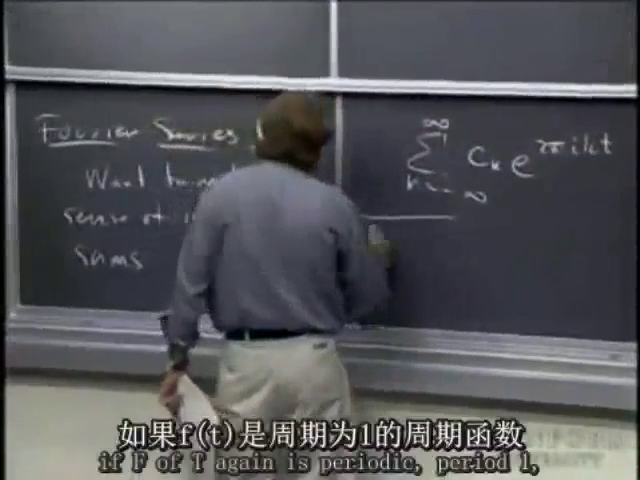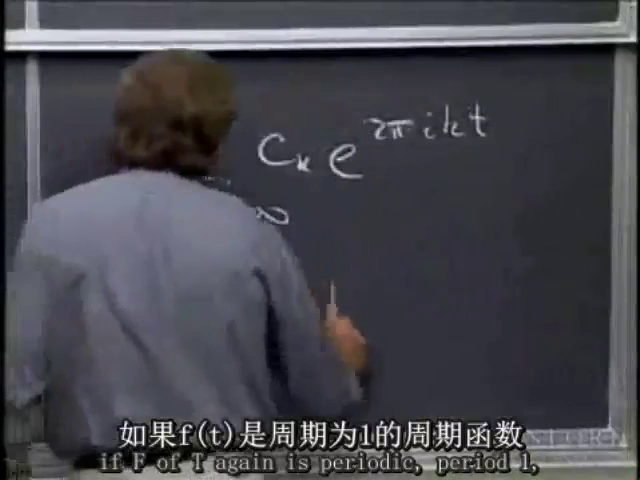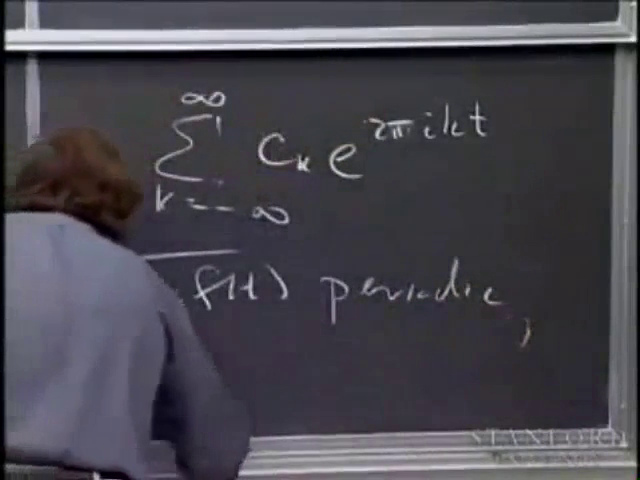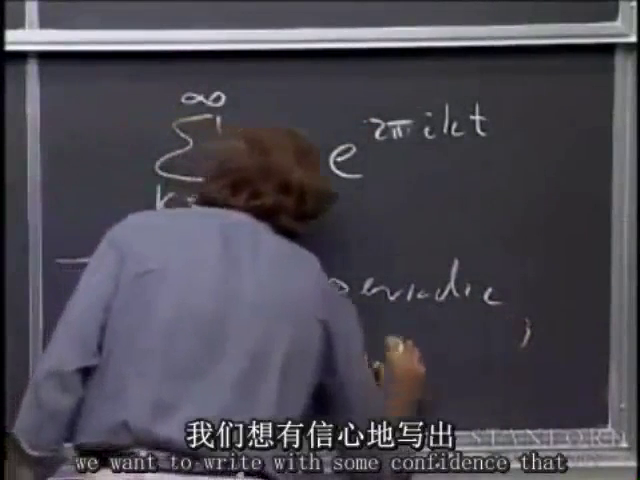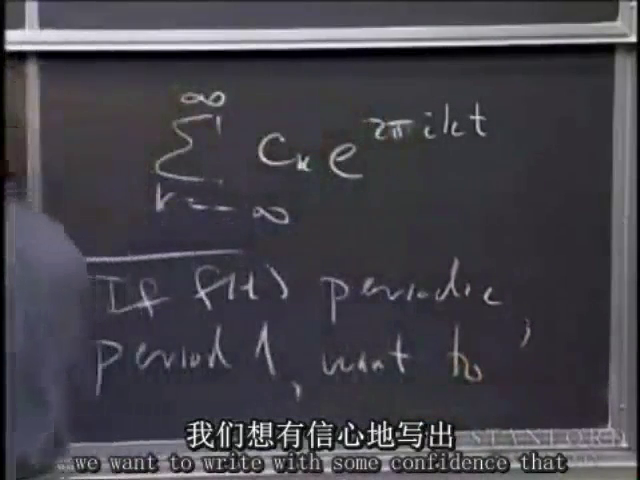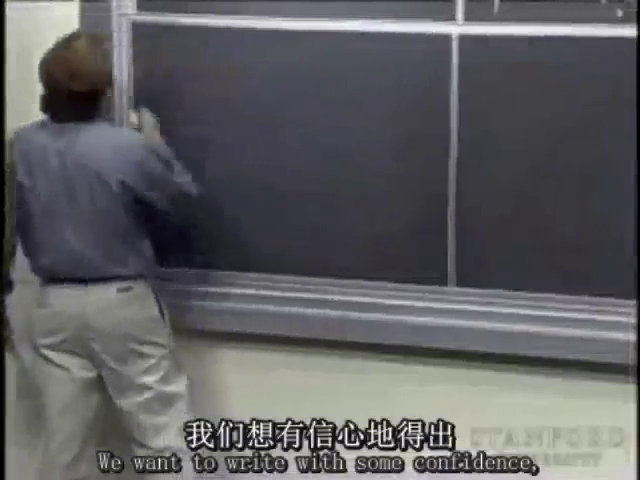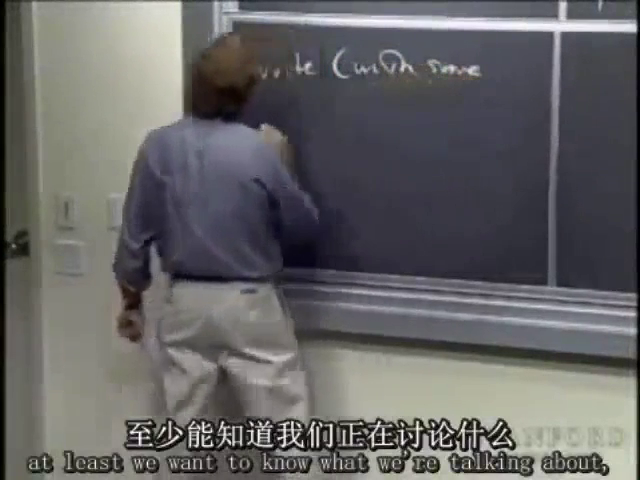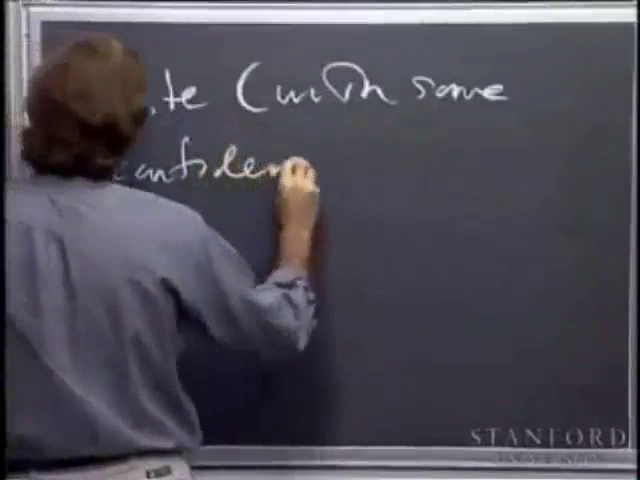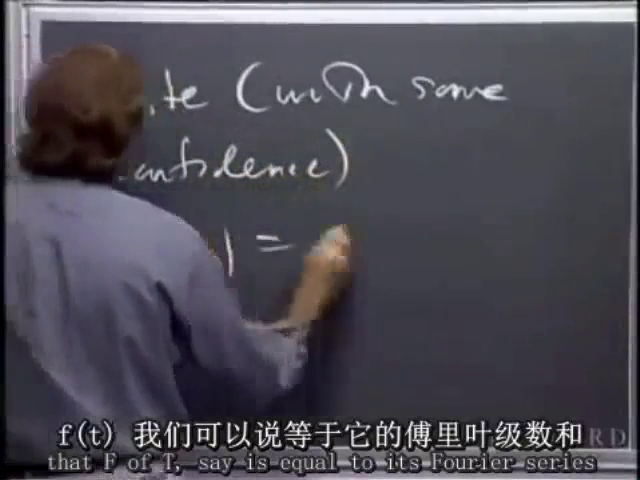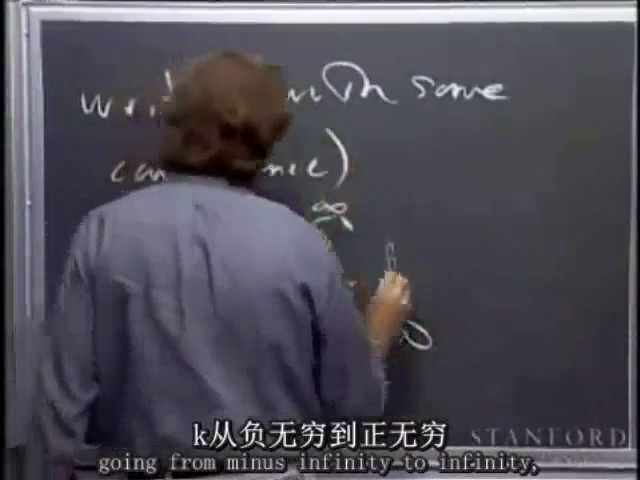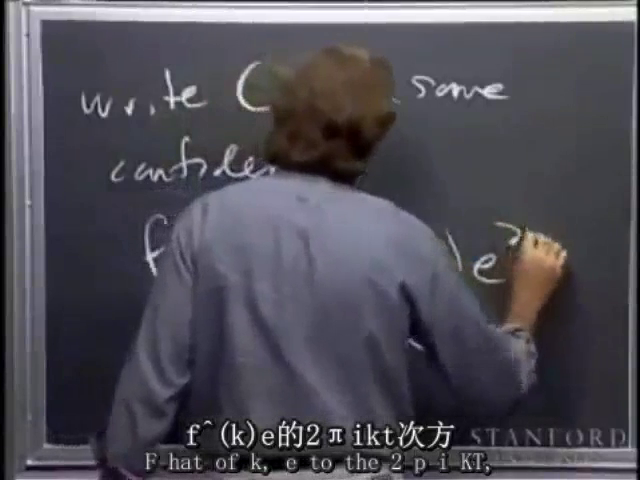So in particular, if f(t), again, is periodic, of period 1, we want to write with some confidence, at least we want to know what we're talking about, that f(t) is equal to its Fourier series, the sum from k equals minus infinity to infinity of f hat(k) e^(2 pi i k t).